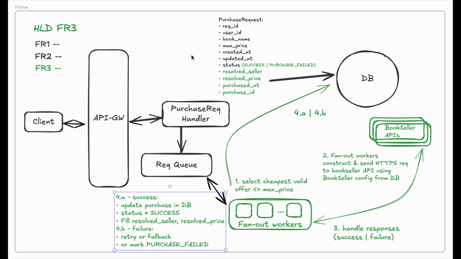To recap, this is a fire and forget purchase model. The user doesn't need to reconfirm. As long as the offer is valid and within the budget, the system completes the purchase on his behalf. If the purchase succeeds, we update the request to success and log the seller, final price, and timestamp. If it fails, due to a timeout, rejection, or payment issue, we may retry, fall back to the next best offer, or return a purchase failed status instead. This design helps deliver a fast, seamless purchase experience and lets the system handle edge cases intelligently in the background.